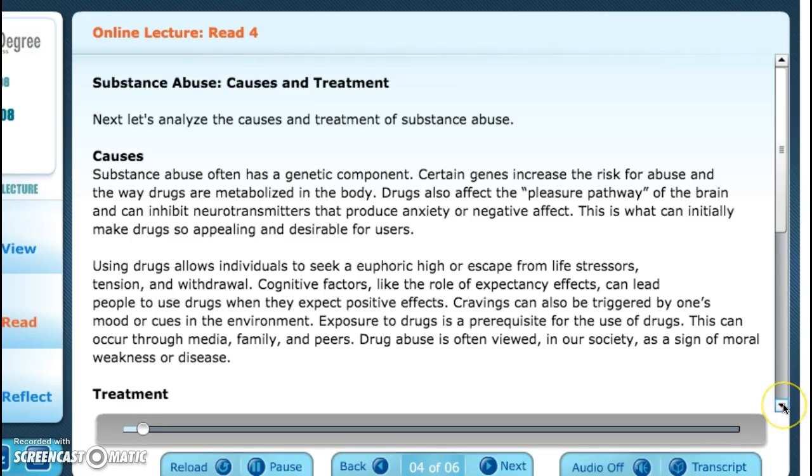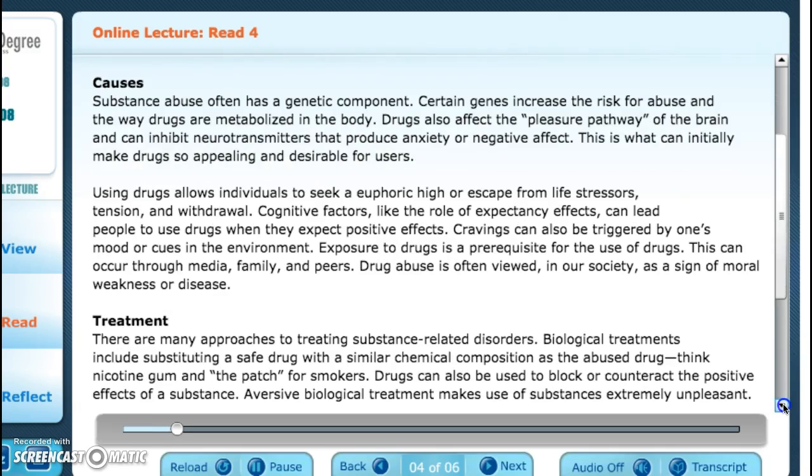Next, let's analyze the causes and treatments of substance abuse. Causes. Substance abuse often has a genetic component. Certain genes increase the risk for abuse and affect the way drugs are metabolized in the body. Drugs also affect the pleasure pathway of the brain and can inhibit neurotransmitters that produce anxiety or negative affect. This is what can initially make drugs so appealing and desirable for users.